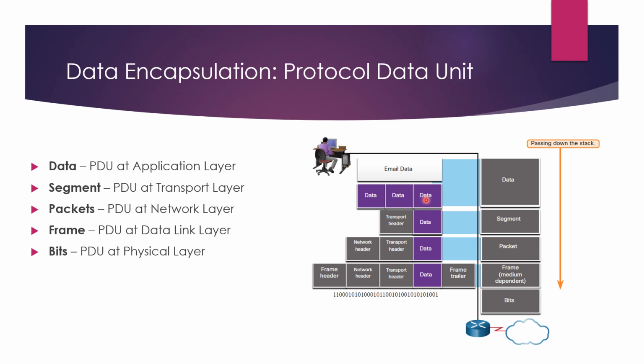So as you can see here, the data is captured from the application layer, and at each layer the header of that layer is added. The PDU changes its name depending on the layer it is at. So this is the process of encapsulation and the name of the protocol data unit at each layer. I don't think that it is hard to remember.